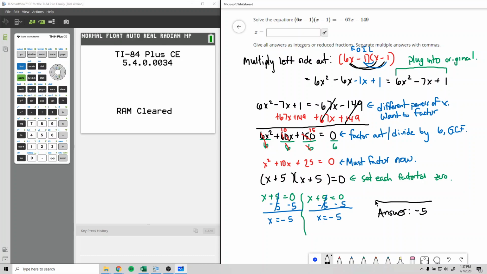Don't write negative 5 twice in the answer box. I'm not sure if it will be marked wrong, but you don't want to write repeated answers. So our only answer is negative 5 here. All right, but just beware, just because you have something factored at the beginning doesn't mean you should run with it unless the other side is 0. If the other side is any number that's not 0, you've got to do what we did here and multiply it out to start.